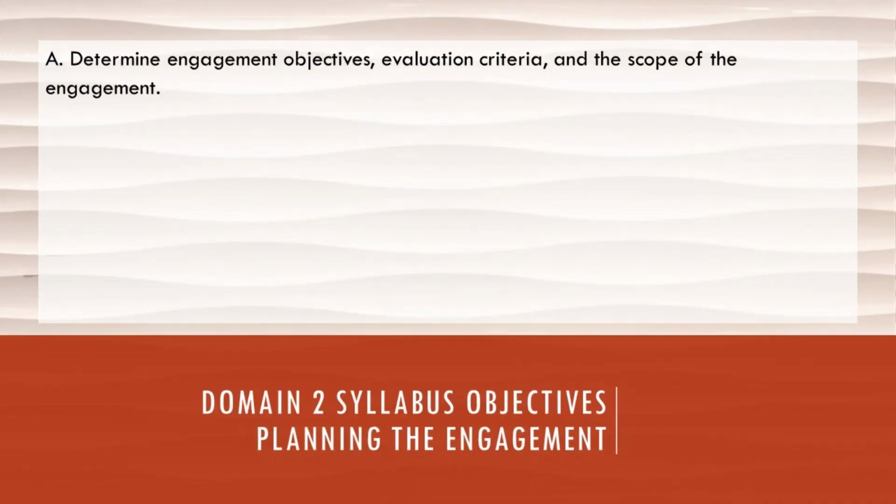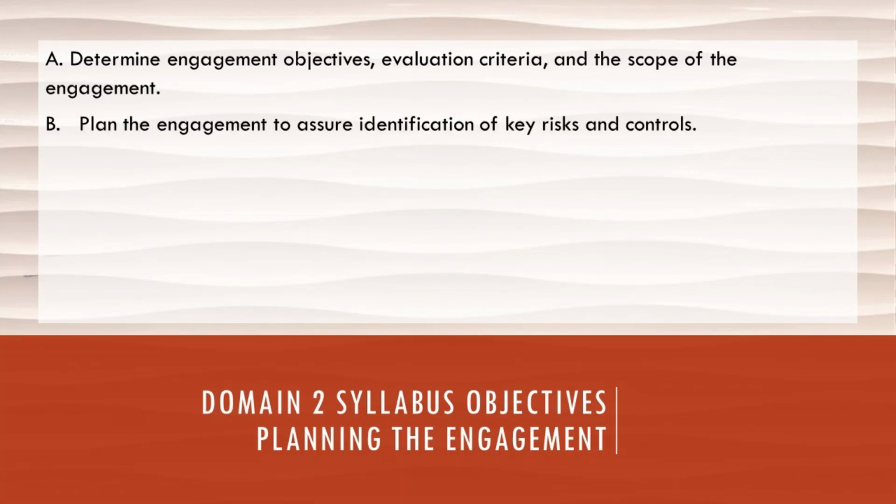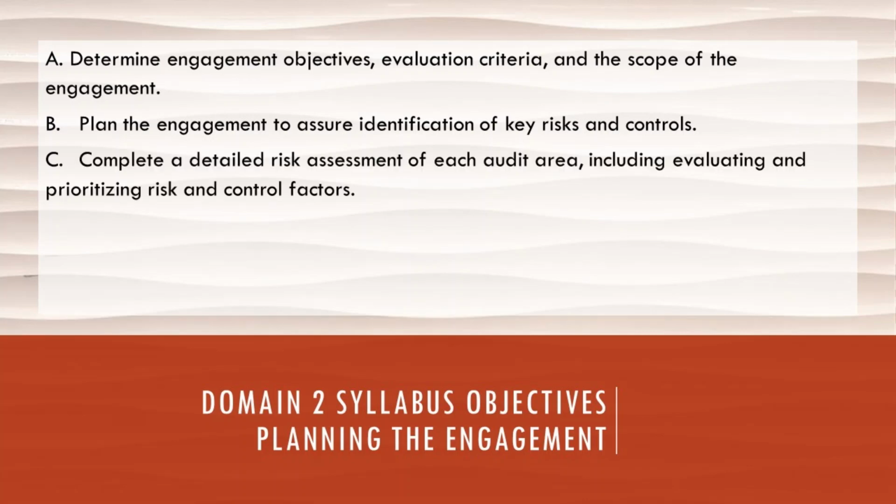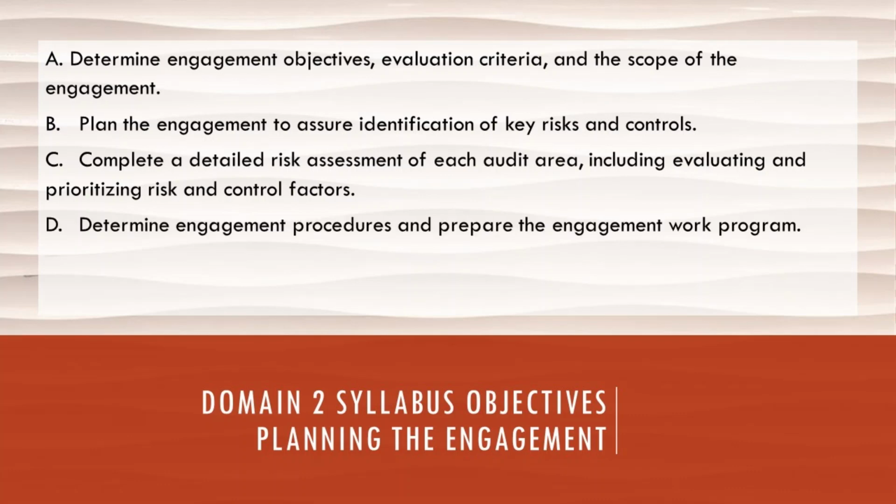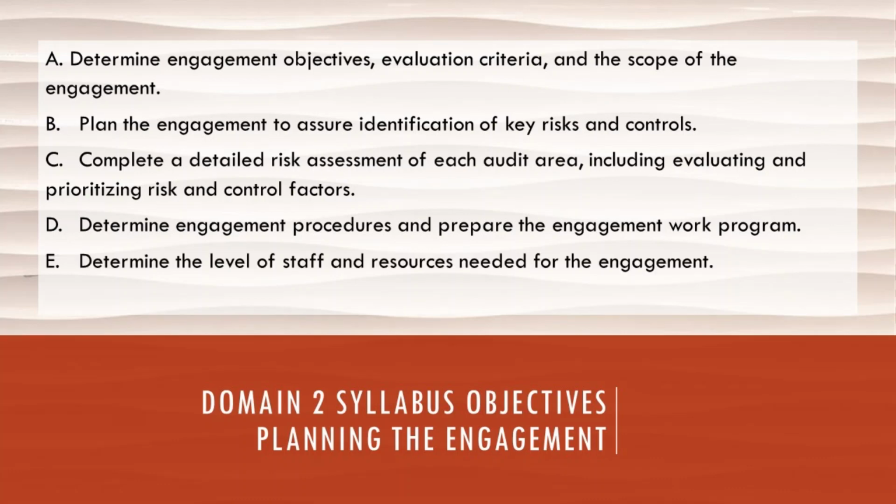These are the syllabus objectives for Part 2, Domain 2. A. Determine engagement objectives, evaluation criteria, and the scope of the engagement. B. Plan the engagement to assure identification of key risks and controls. C. Complete a detailed assessment of risk of each audit area, including evaluating and prioritizing risk and control factors. D. Determine engagement procedures and prepare the engagement work program. E. Determine the level of staff and resources needed for the engagement.